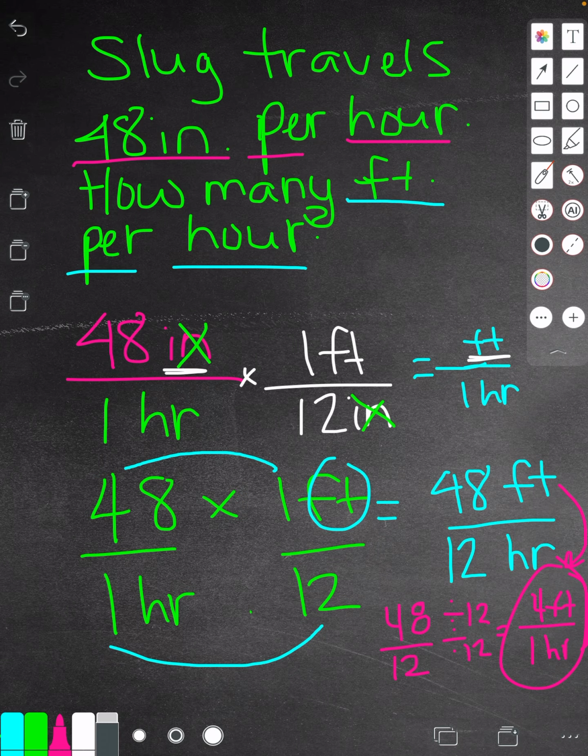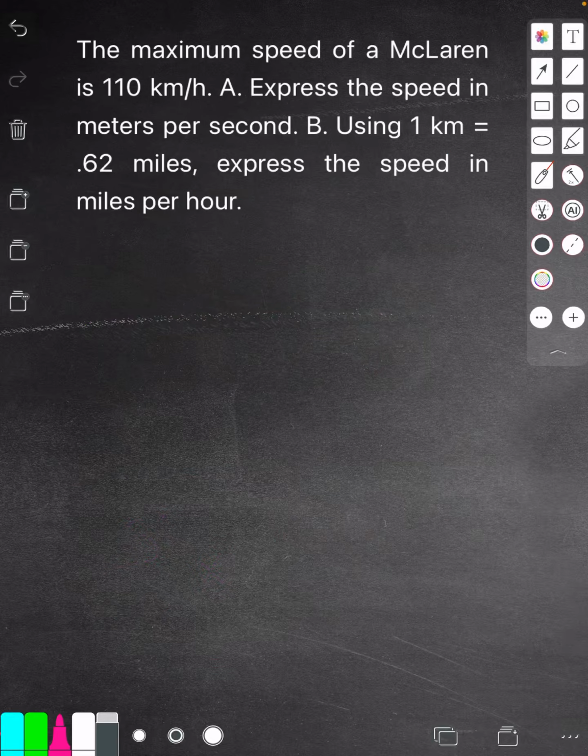Poor slug. All right, let's look at the last one that I have for you. It is a little bit harder. Here we go. The maximum speed of a McLaren is 110 kilometers an hour. Here's what we need to do. A, express the speed in meters per second. B, using 1 kilometer equals 0.62 miles, express the speed in miles per hour. Two separate problems. Let's go ahead and do it.